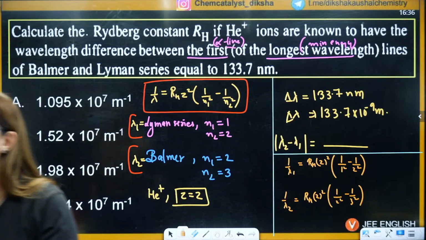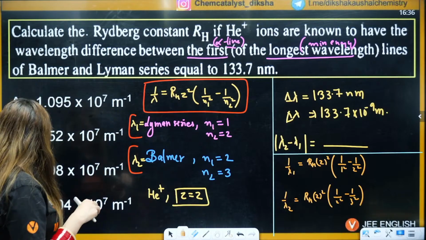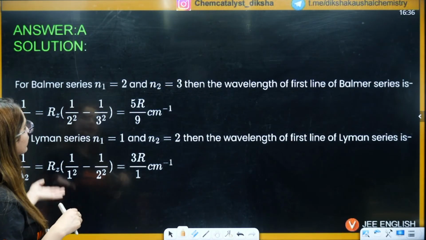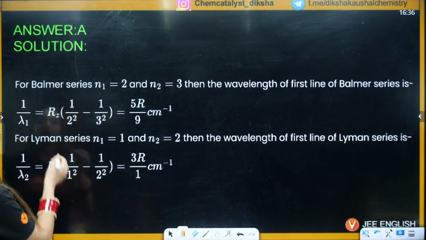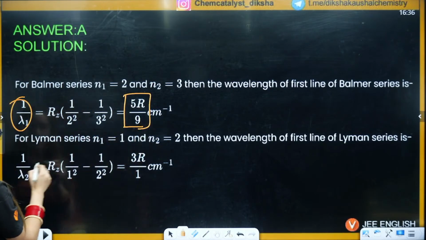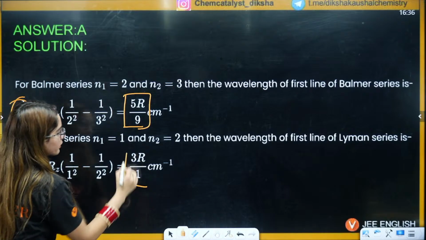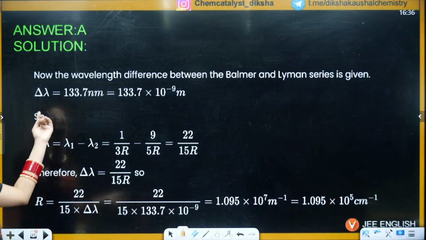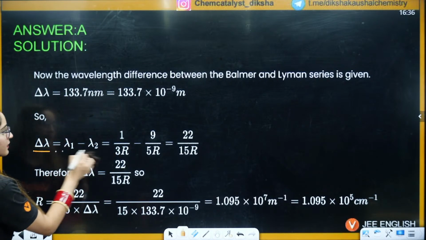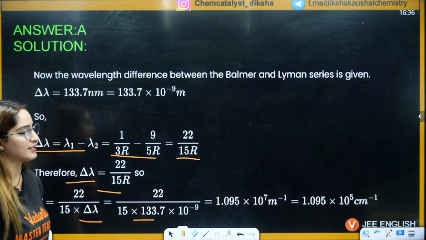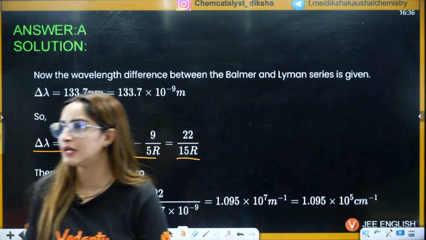Understood? Yes. Now, next we have, okay, that was given to you only, right? So you can easily calculate this. 1 by lambda 1 will correspond to 5 R_H by 9. 1 by lambda 2 will come out to be 3 R by 1, right? Then you can subtract these two things, and hence you will get your answer here for R_H. Is that clear, everybody?